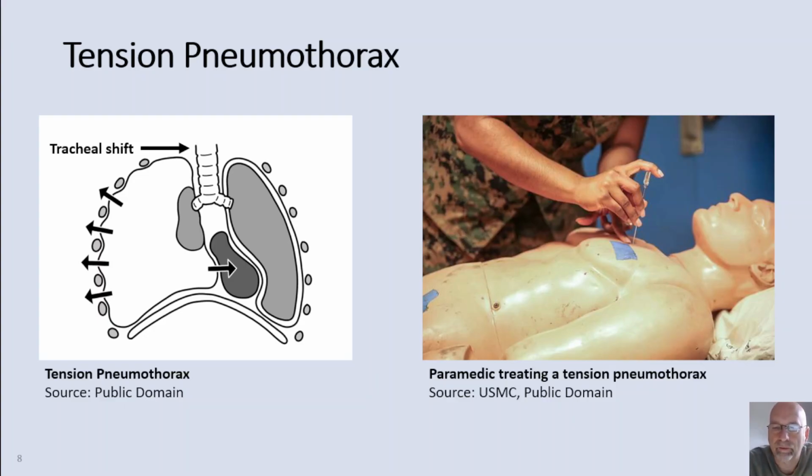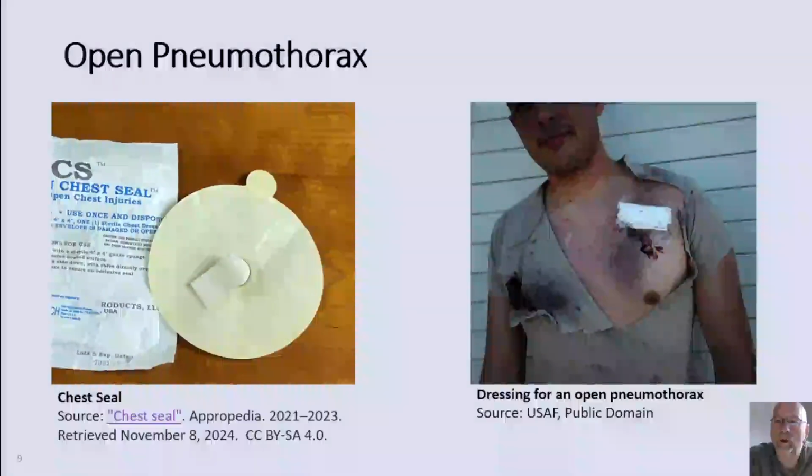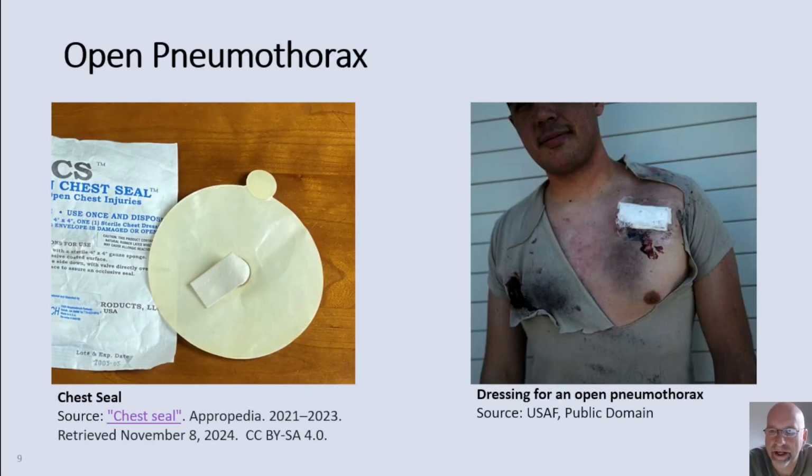The paramedic will perform a needle chest decompression, illustrated in the image on the right. A large needle is inserted on the affected side, which allows the trapped air to vent through the needle, allowing the injured lung to reinflate. This procedure is a temporary measure, and definitive care will include the insertion of a chest tube at the trauma center. An open pneumothorax is also known as a sucking chest wound.